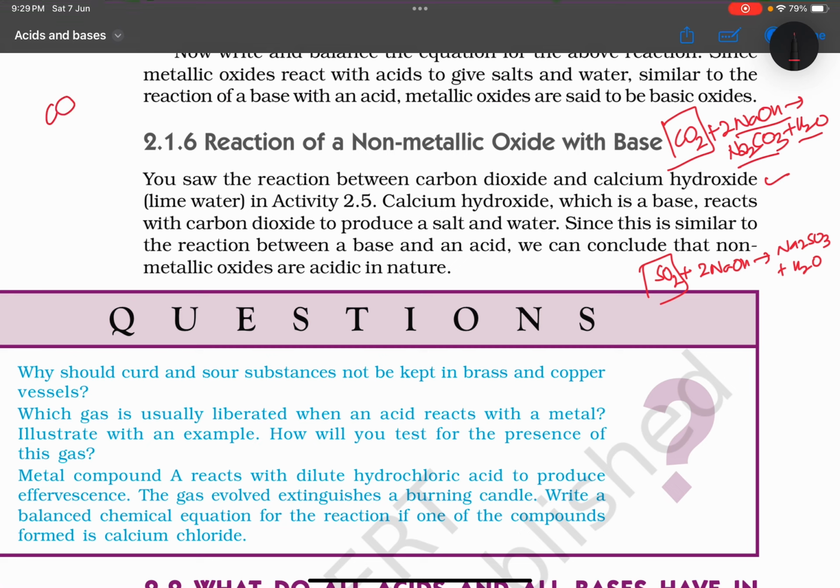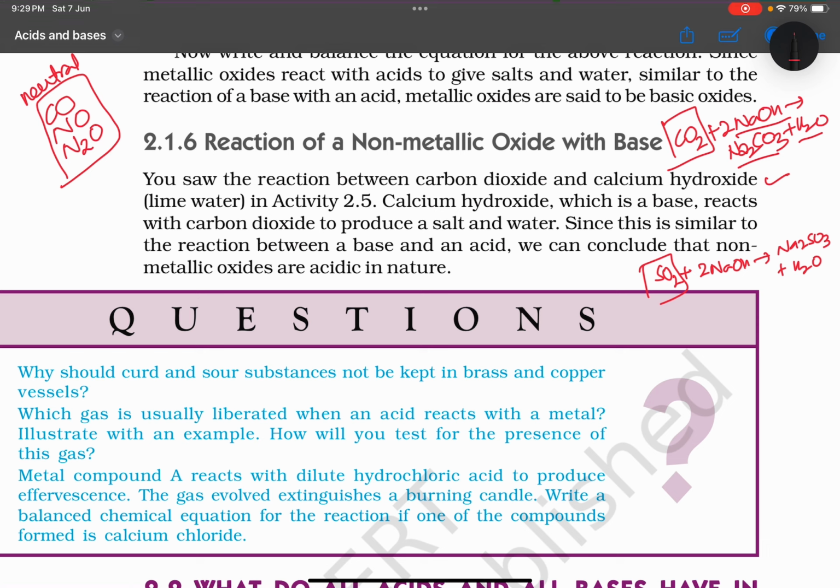See, CO, non-metal oxide, neutral. NO, non-metal oxide, neutral. N2O, non-metal oxide, neutral. These three are neutral. You can remember these for your class 11, class 12 entrance examinations and all. CO, NO, N2O are neutral in nature.